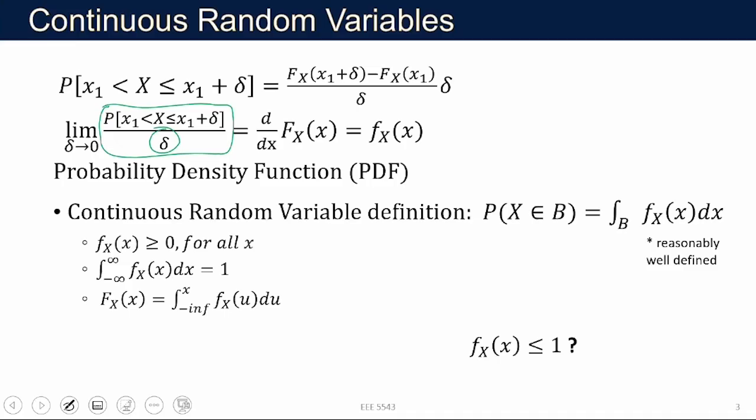And that is because it does not necessarily have to be less than 1. Because as long as we can integrate it from negative infinity to infinity and get 1, it could be greater than 1. In fact, it could very well be much greater than 1. As long as the integral is 1 and it's never negative, it is fine and meets the axioms of probability.